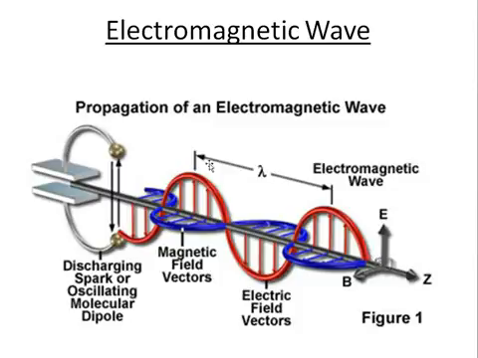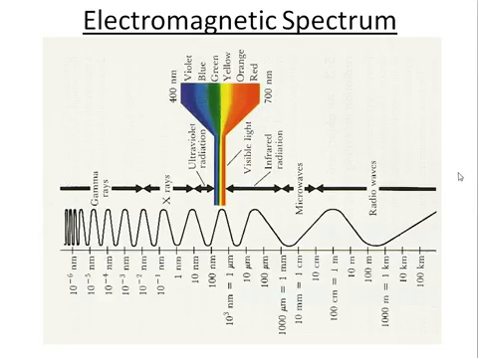Keep in mind that they come in all different sizes. Here is a picture from our textbook that represents the various types of electromagnetic waves: radio, microwaves, infrared, visible light, ultraviolet, X-rays, and gamma rays. The important thing to keep in mind is that these are all the same exact thing. They're all electromagnetic waves. The only thing that's different is that they have different wavelengths.